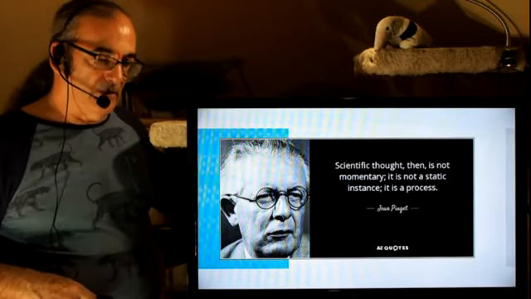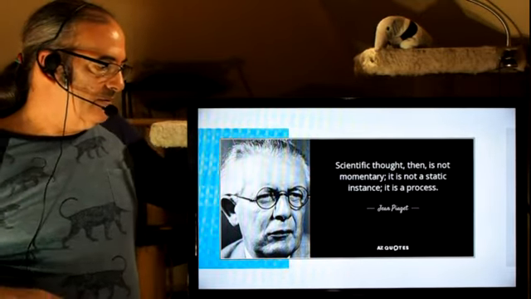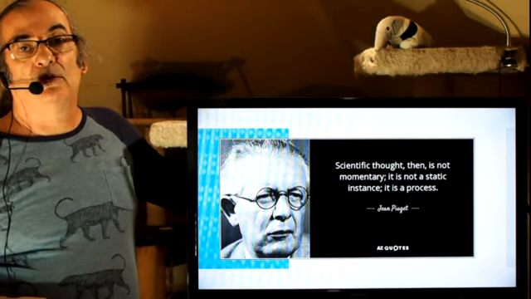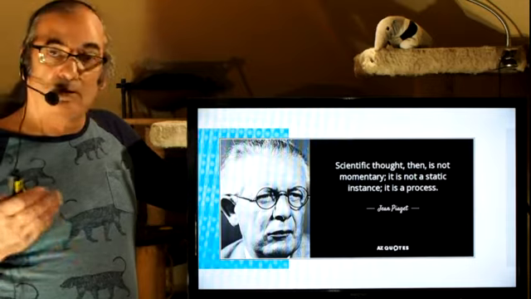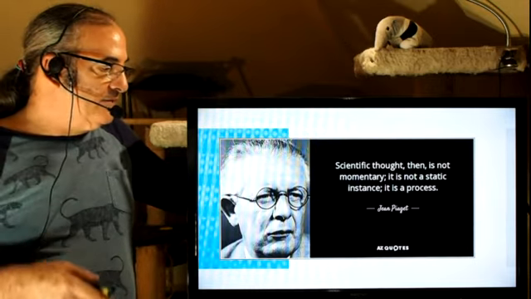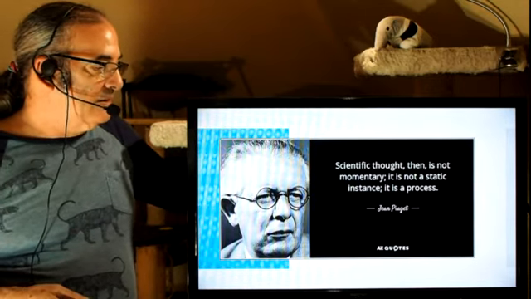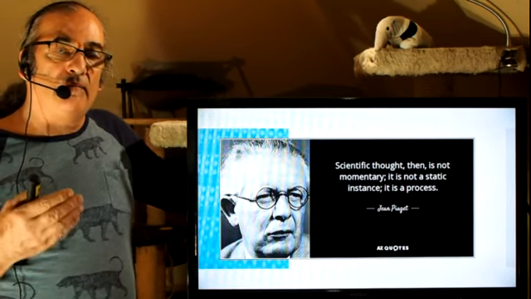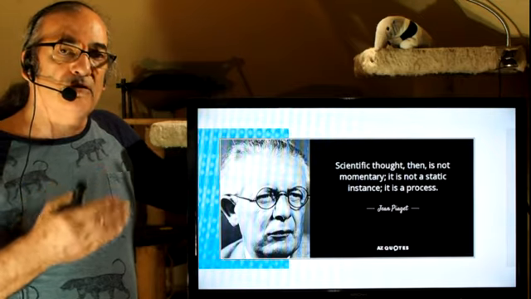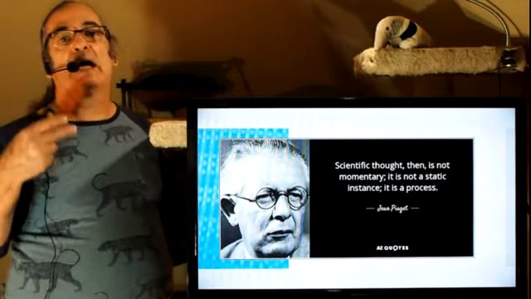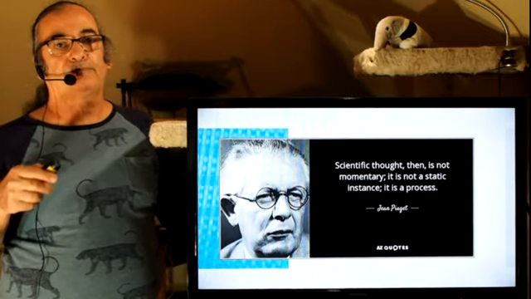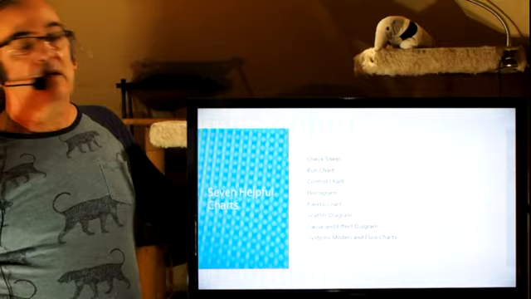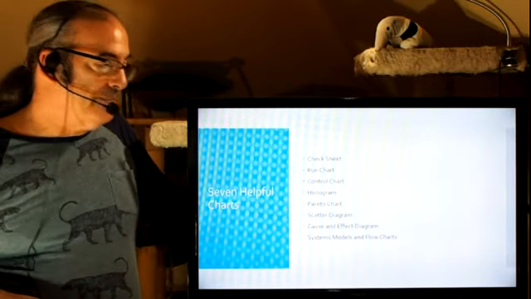Let's go to Piaget for a moment. And you say, well, what the hell is Piaget doing here? Well, why not? He had a lot to say about how we process the world cognitively and how we develop those skills in our childhood. Scientific thought, then, is not momentary. It's not a static instance. It's a process. And notice, it's a combination of what we learn in concrete operations and formal operations that allow us to become very effective in problem solving. Now, what can we look at? Well, there's a couple charts that help us on our path.